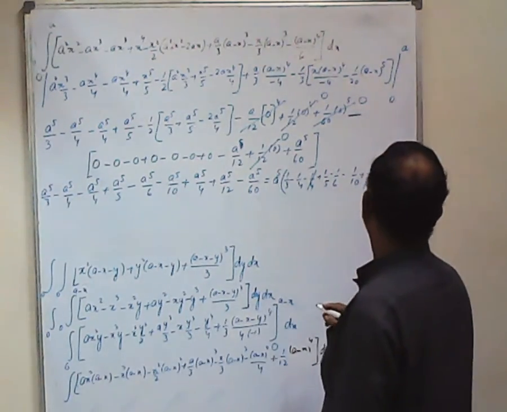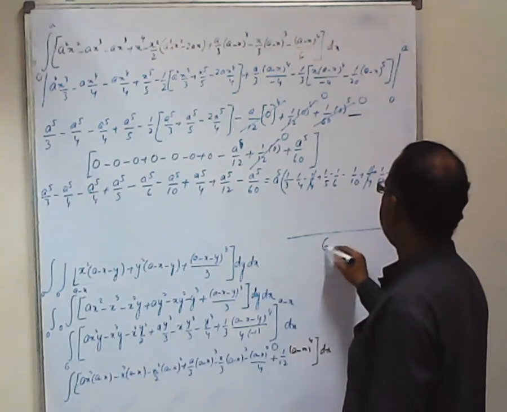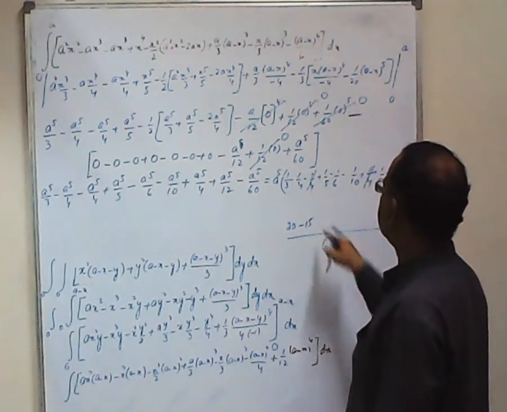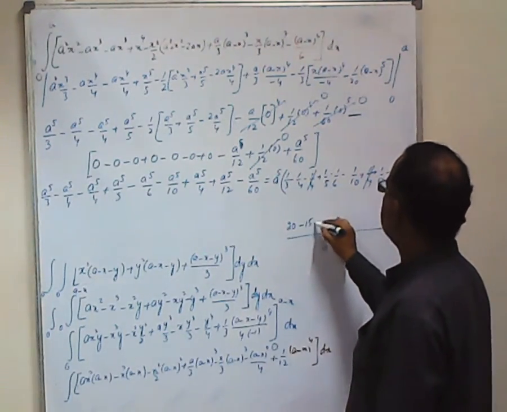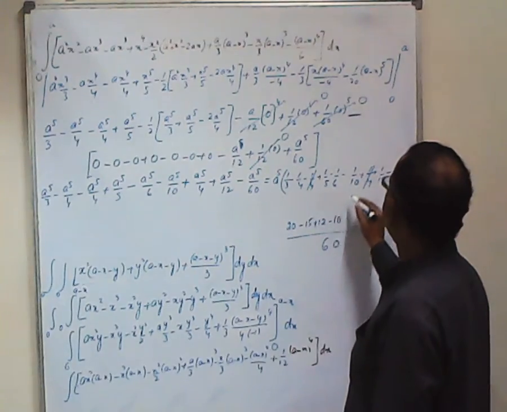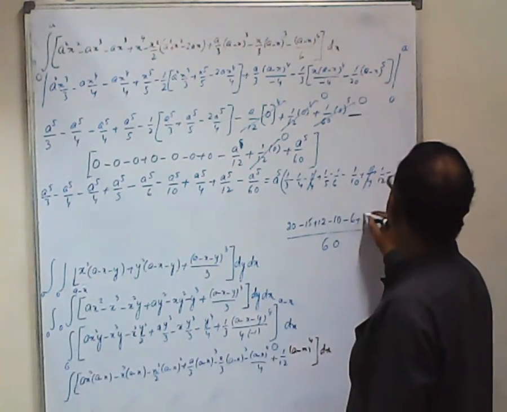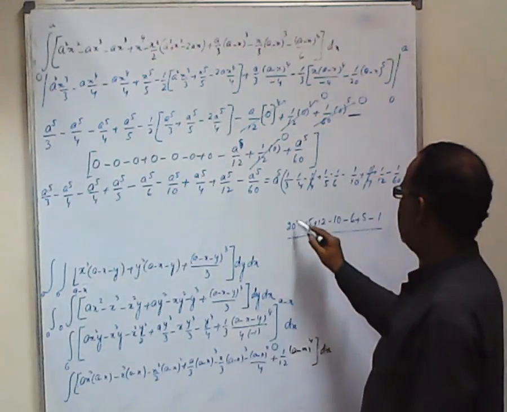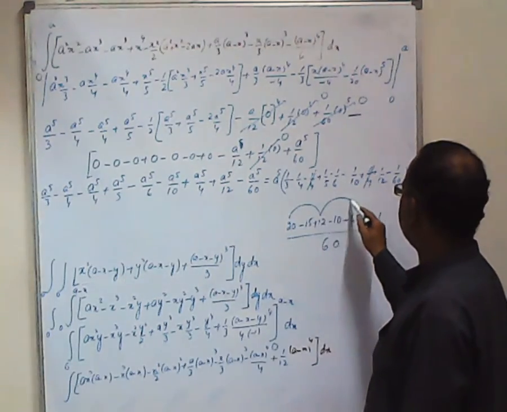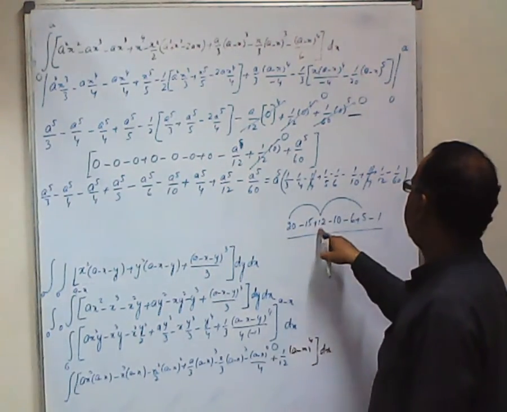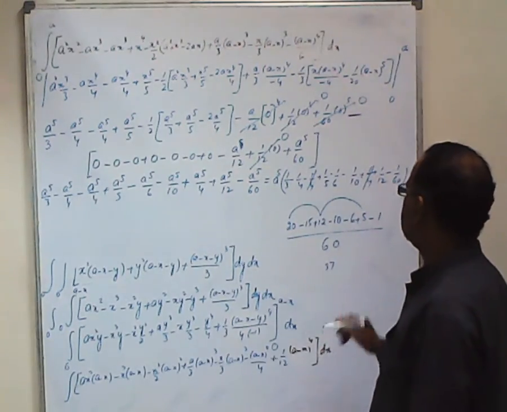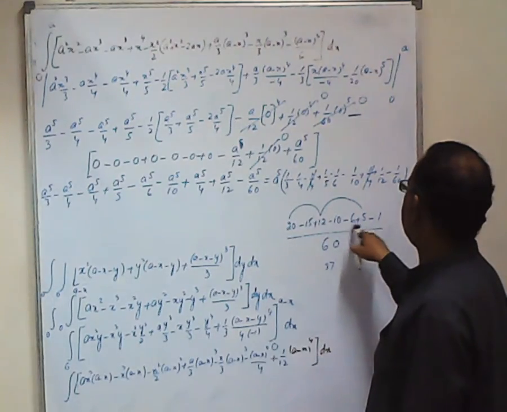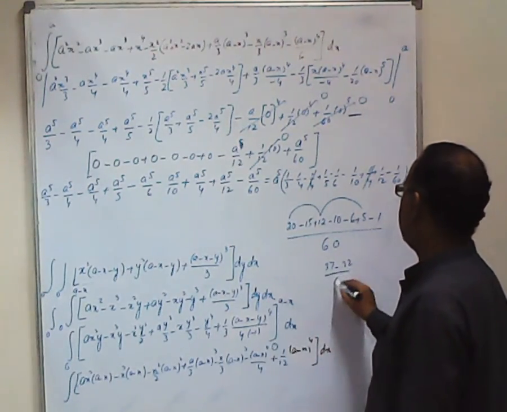So now what is required is to take an LCM. If I take 60 as LCM, so 3 it means 20 minus 15, then 5 plus 12 minus 10 minus 6 plus 5 minus 1. So it means I have the number 20 plus 12 plus 5. 20, 32 plus 5, 37. Minus 15 minus 10 minus 25 and 6 minus 31 minus 32 upon 60.